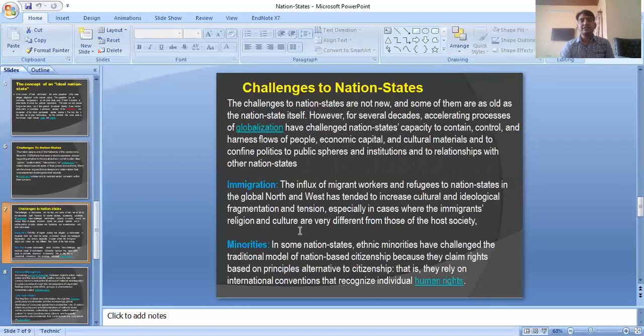The challenges to nation states are not new, and some of them are as old as the nation state itself. As the nation state started to grow, the challenges also started to grow with it. However, for several decades, the accelerating process of globalization has challenged nation states' capacity to control, contain, and harness flows of people, economic capital, and cultural material to confine the political public sphere. So globalization is one of the challenges which has created lots of problems for nation states.